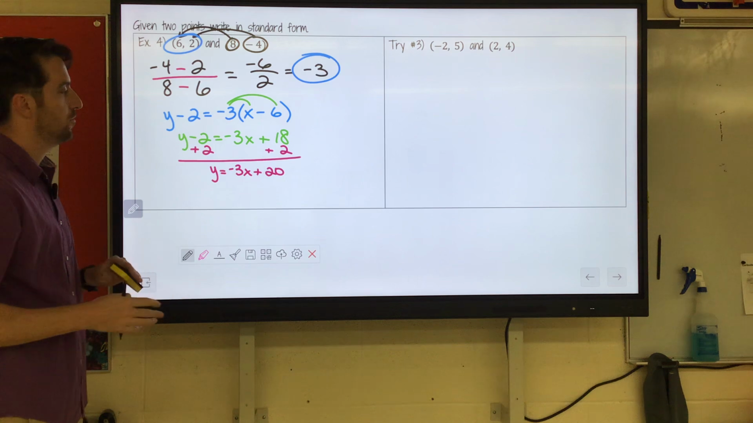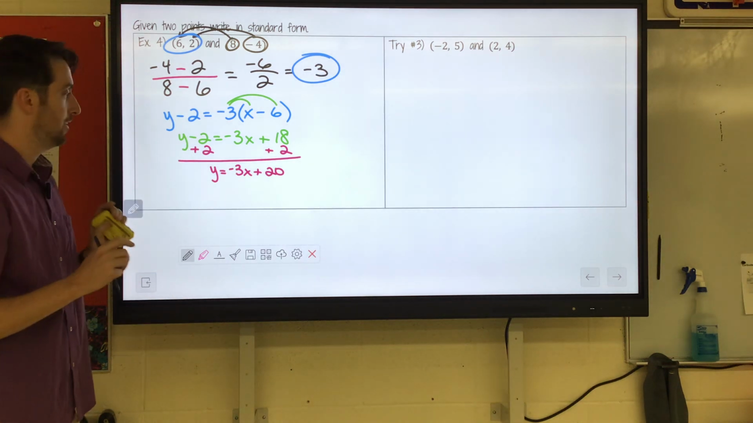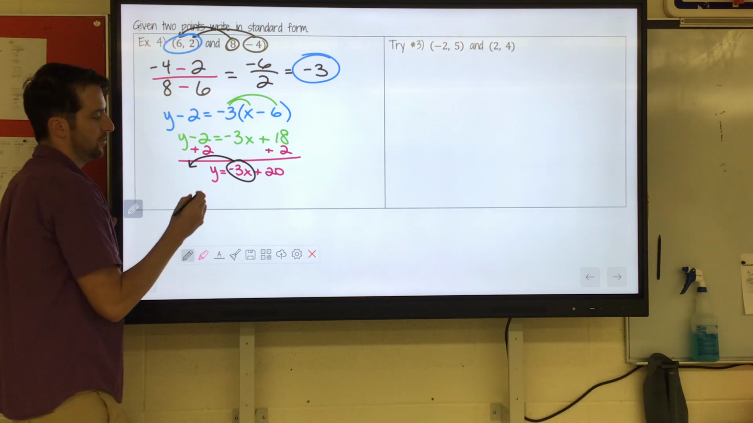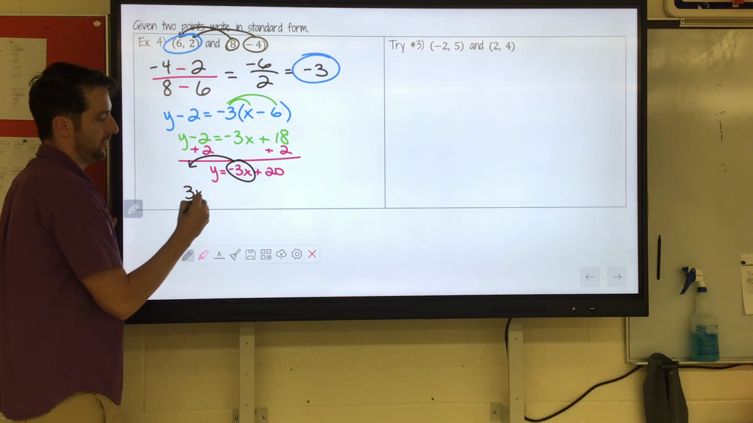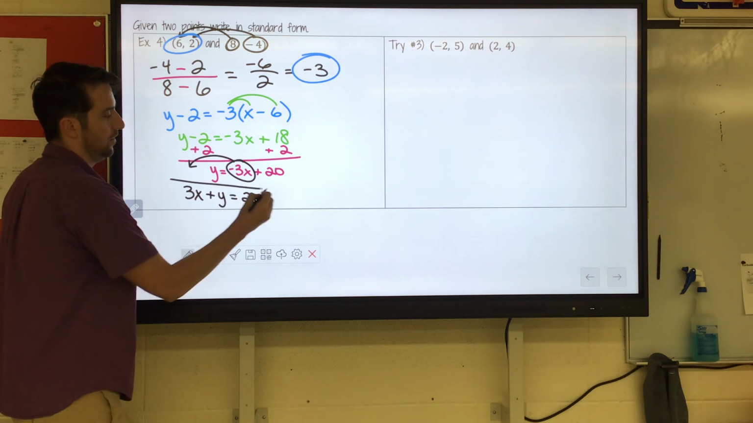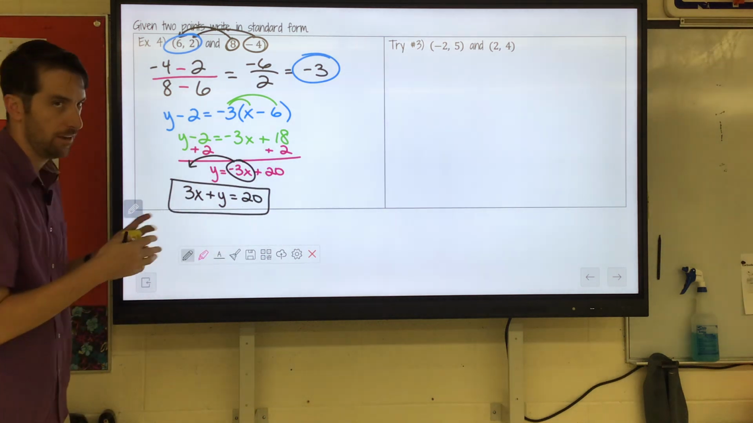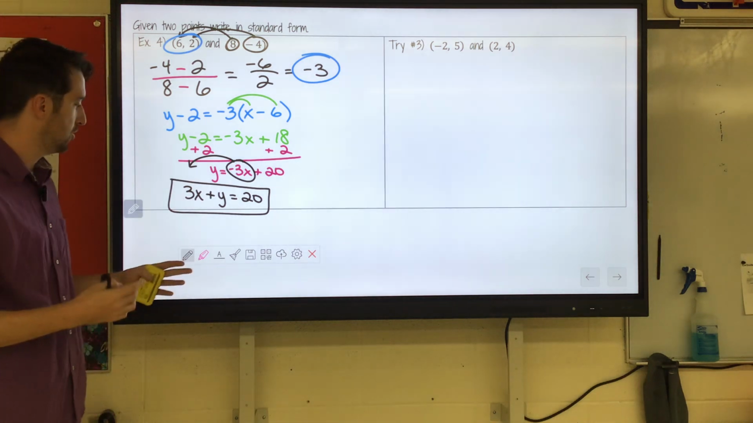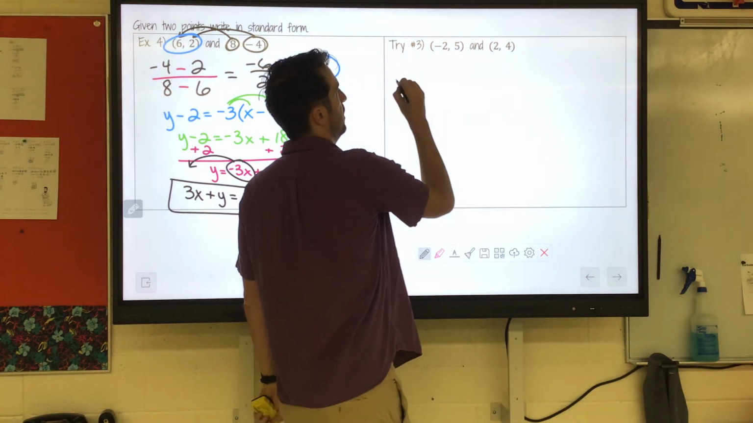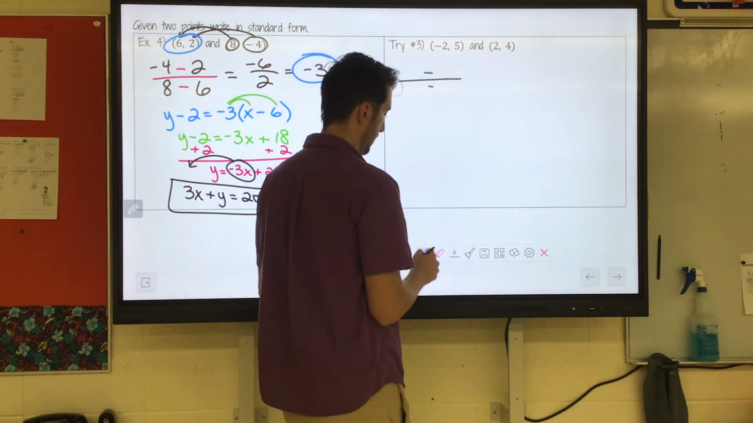And then standard form, no fractions, done. We gotta get the x on the same side with the y. It's negative 3x, so it'd be positive 3x if we added it to the other side. There we go, we got that positive a. Unbelievable, we didn't even have to change it. This one says try, we'll just go ahead and start on this one together.